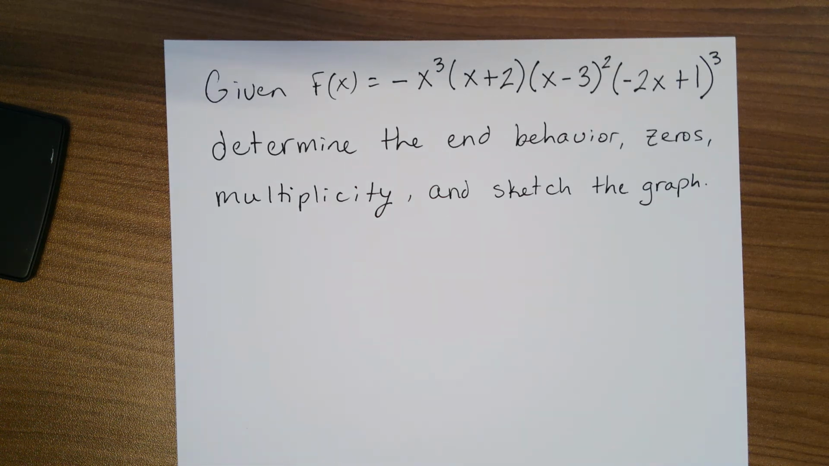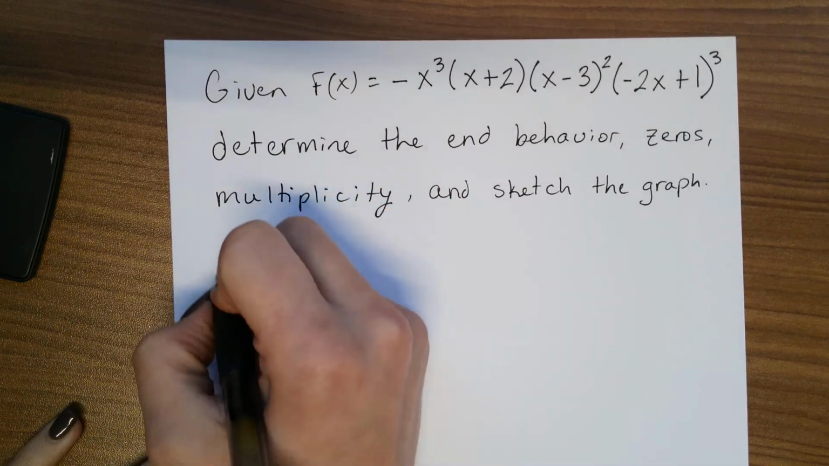So we're given f of x equals negative x to the third times x plus 2 times x minus 3 squared times negative 2x plus 1 cubed. So it is in factored form, and we want to determine the end behavior, the zeros, their multiplicities, and then sketch the graph.